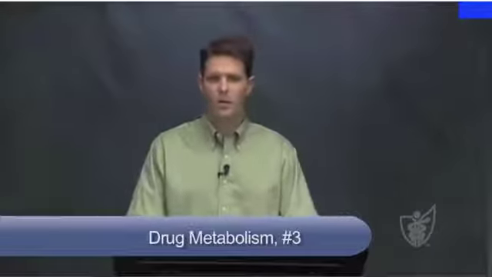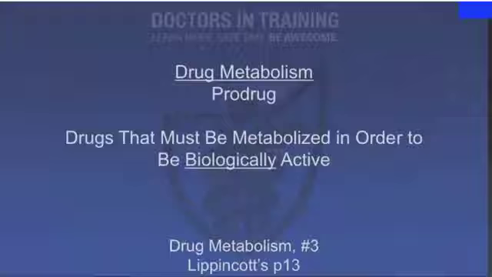Some drugs are what we call prodrugs, which means those drugs have to be metabolized into an active product in order to be biologically active. An example of this is heroin, or the chemical name, diacetylmorphine. Heroin is a prodrug that is converted into morphine. Diacetylmorphine by itself is not terribly strong, but then it's converted into morphine.